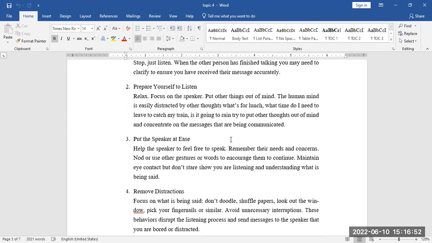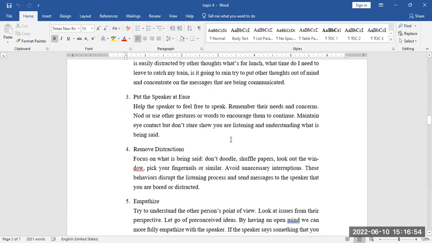Number three, put the speaker at ease. When you talk about putting the speaker at ease, you are told to help the speaker to feel free to speak. Remember their needs and concerns.